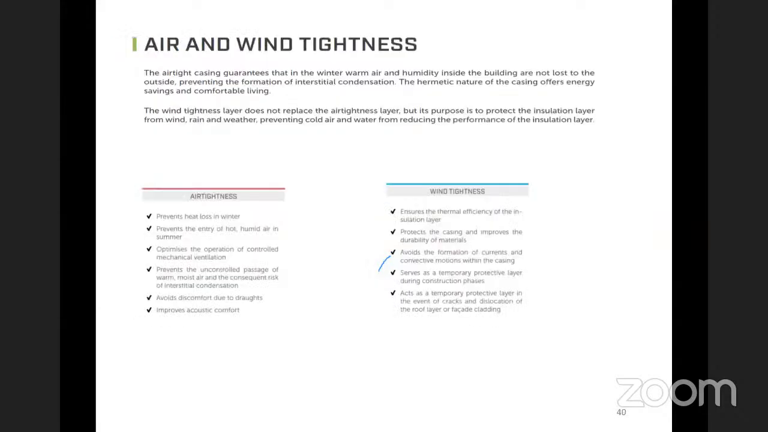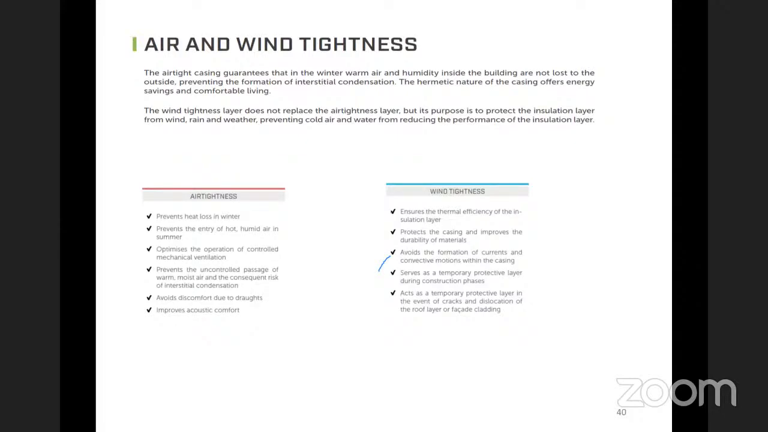And then just to quickly tell you about air and wind tightness, they can act together, but sometimes there is a slight difference. The air tightness is basically used to retain the energy efficiency of your structure, to ensure that you don't spend a lot of money pumping money into the air conditioners while your energy is escaping. So it's like you're doing zero work. So you will have an air tightness membrane in this case profile.